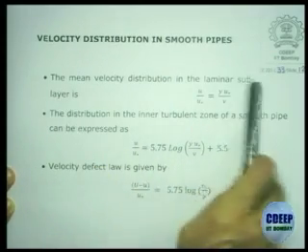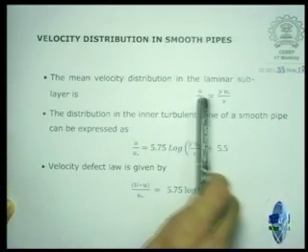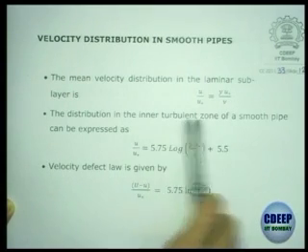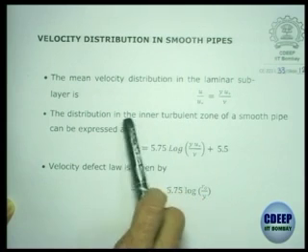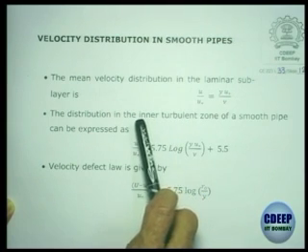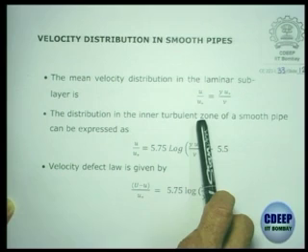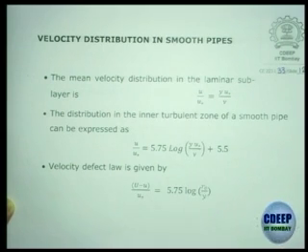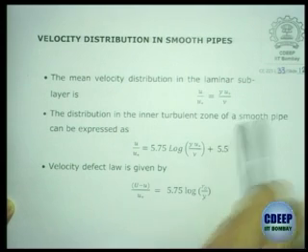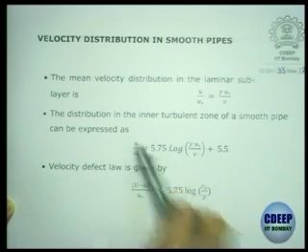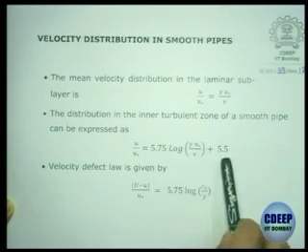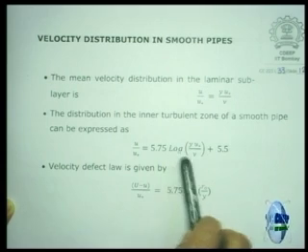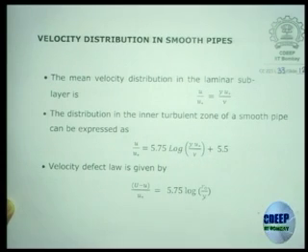The mean velocity distribution in the laminar sublayer is u by u star equal to y u star by nu. Now the distribution in the inner turbulent zone of a smooth pipe. By now, you should be able to understand the meaning of inner turbulent zone. In the case of a pipe, it is 0.2 delta. That is the inner zone. The smooth pipe distribution can be expressed similarly, except there is a small change in the coefficients: u by u star equal to 5.75 log y u star by nu plus 5.5.